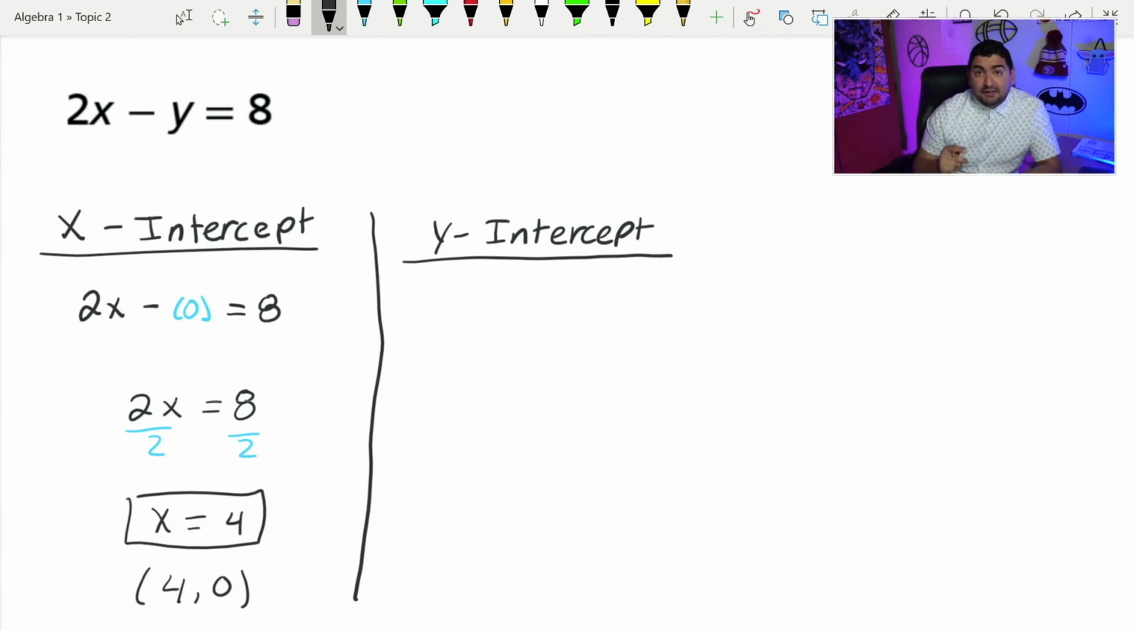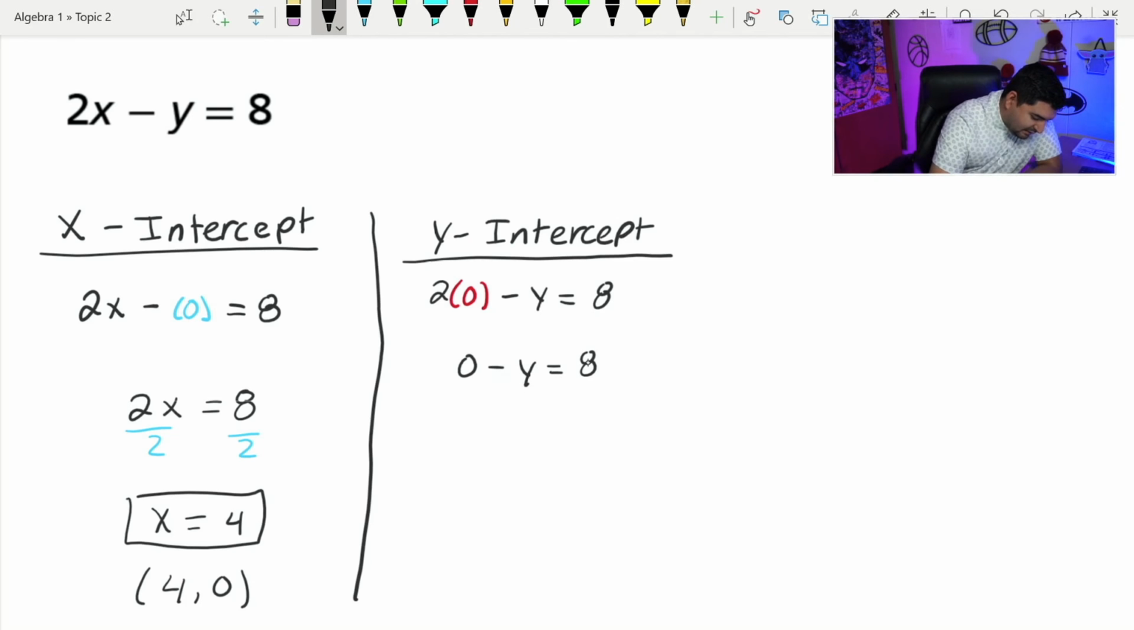Now I'm going to plug in 0 for my x value. So now I'll have 2 times 0 instead of 2x, minus y equals 8. And this time, when I plug in 0 for x, I'm left with 0 minus y equals 8, which I don't really need the 0, so I'm going to erase it. And I'm left with negative y equals 8.